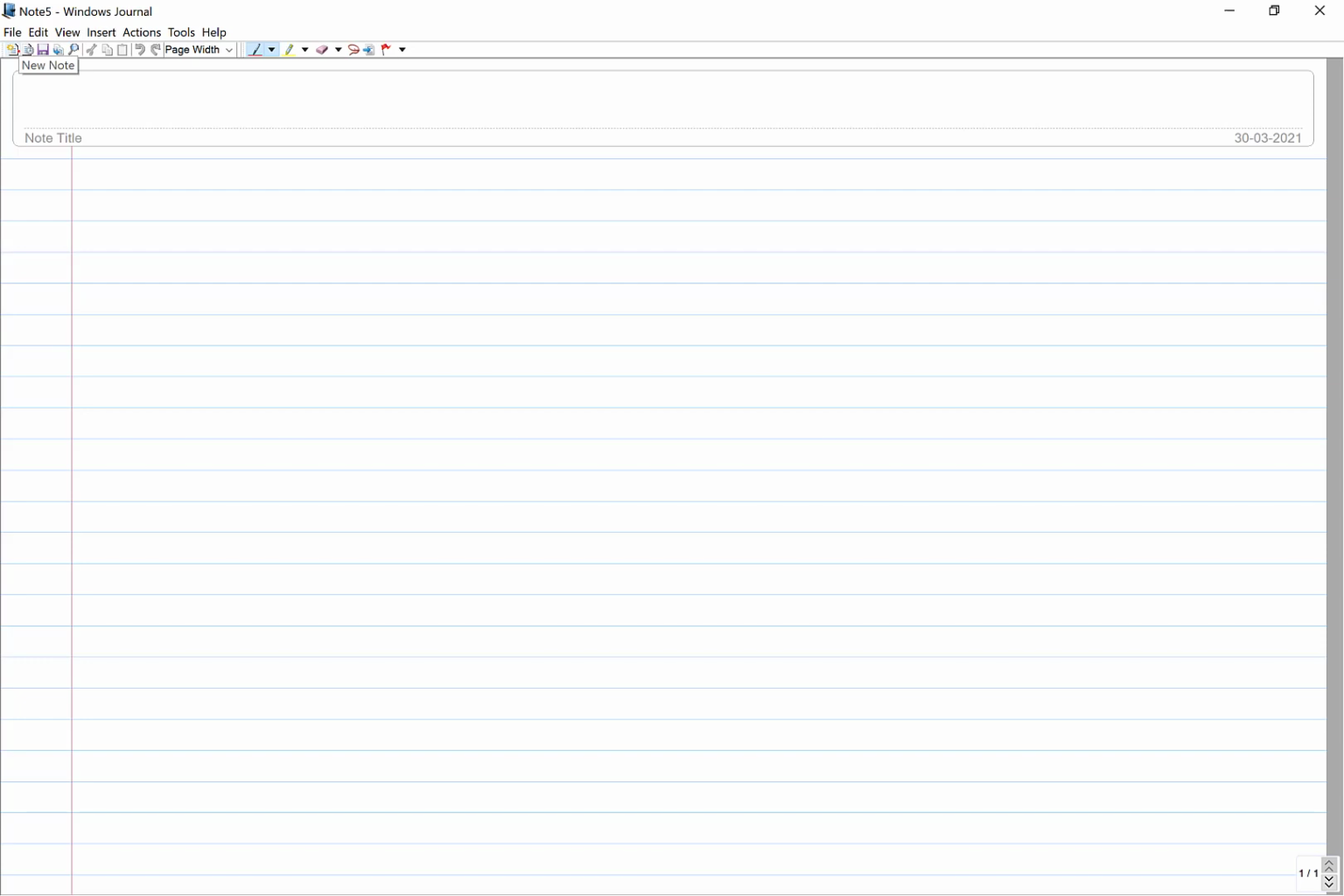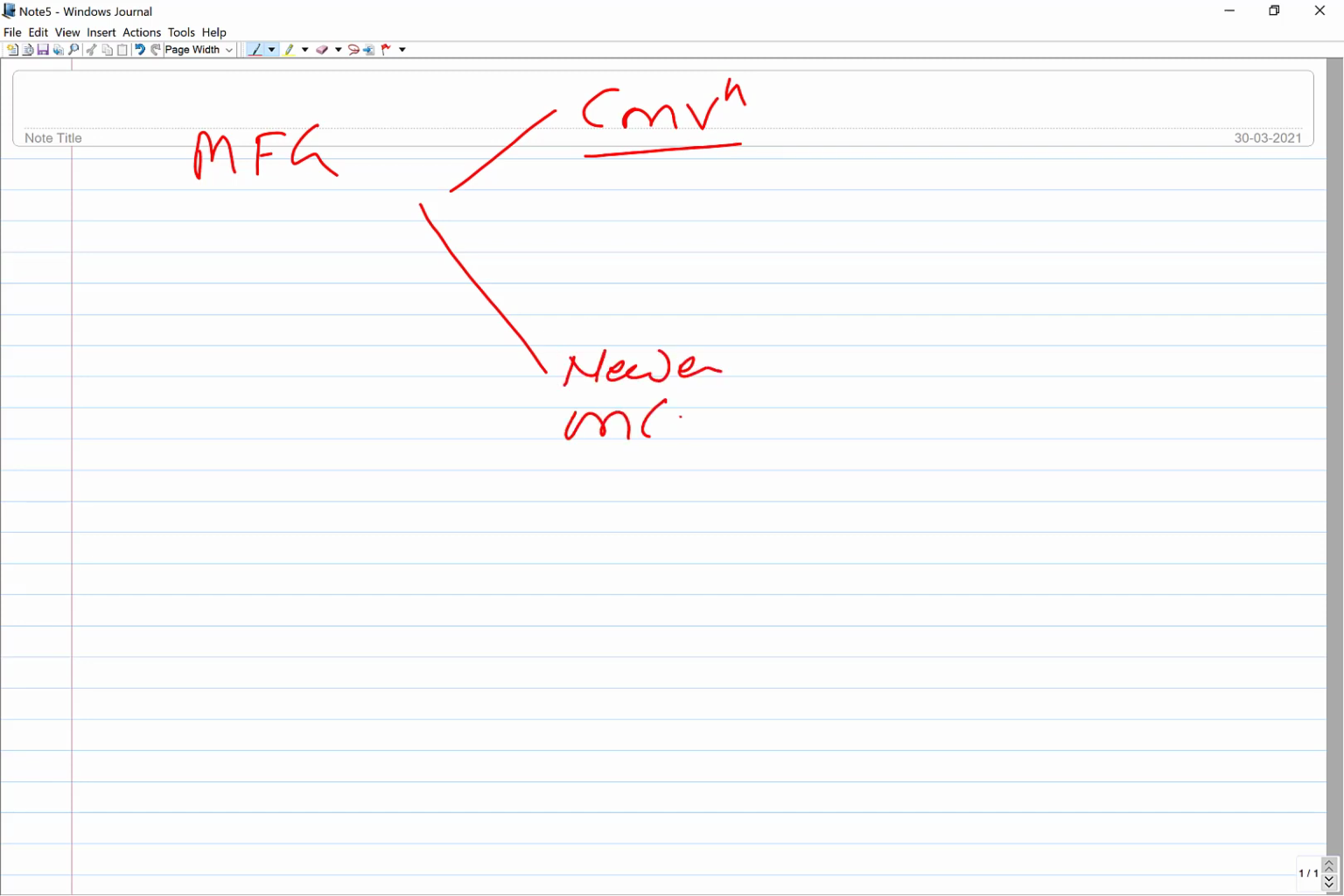Now, as far as manufacturing is concerned, the overall manufacturing process can be grouped in two categories. One is called conventional, and the second you can call newer or unconventional. Conventional ones are, say, primary forming processes. What are these? Primary shaping or forming.